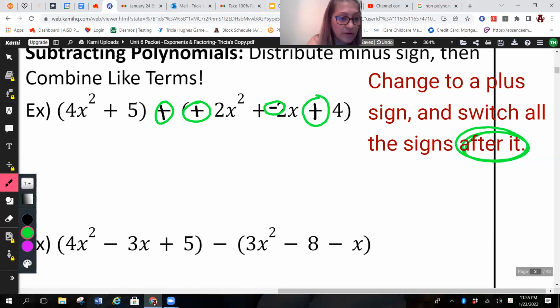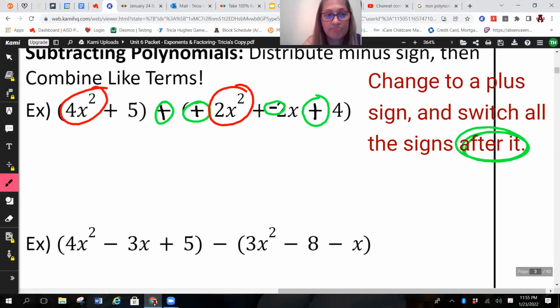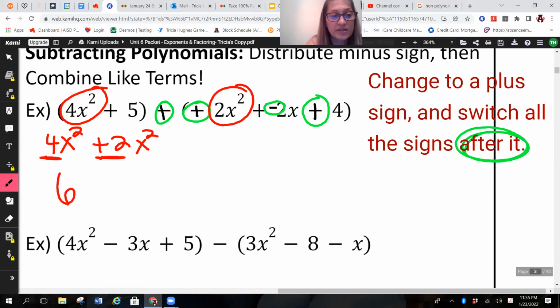Now you start over with combining like terms. What's the highest exponent? That one. Put them together. Now I have 4x squared, and I'm now adding a 2x squared because everything was positive. So what do you type into Desmos or your calculator? 4 plus 2 is 6. So your answer is 6x squared.